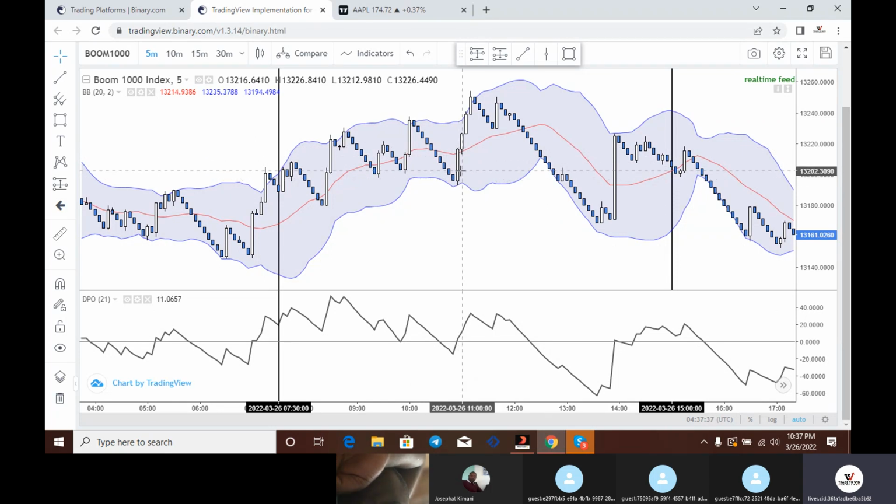Now another thing you can do is, sir, what if price is getting to the bottom part of the Bollinger Band? Can we just place a buy limit? Yes, that can work, but it may not. I always like my confirmation candle.